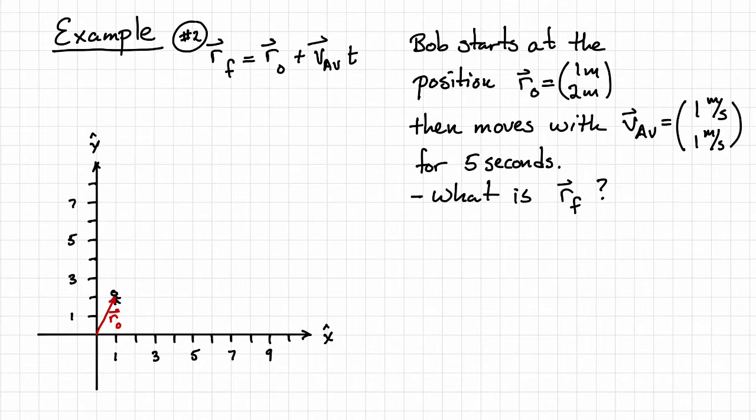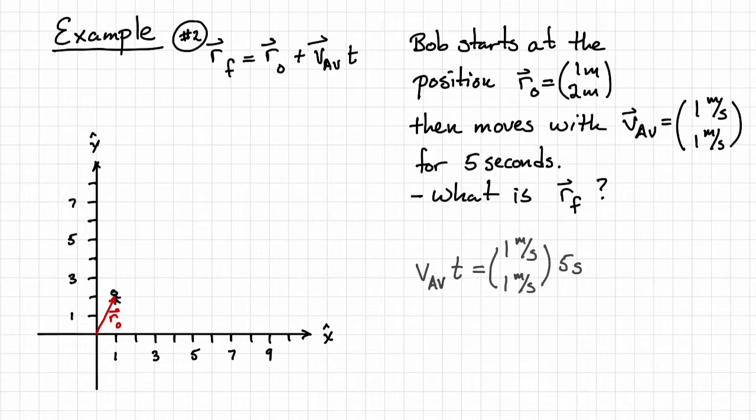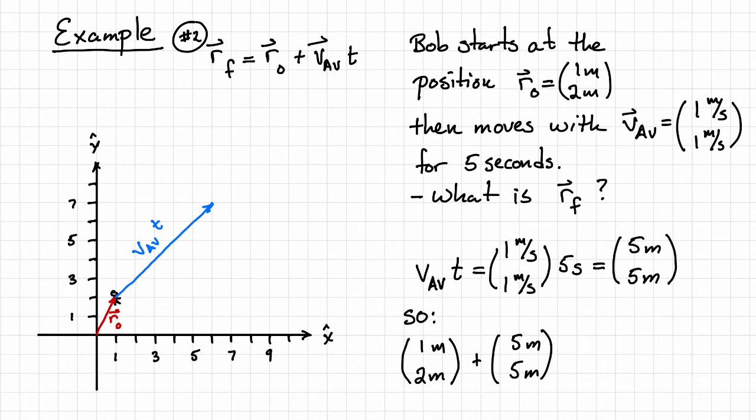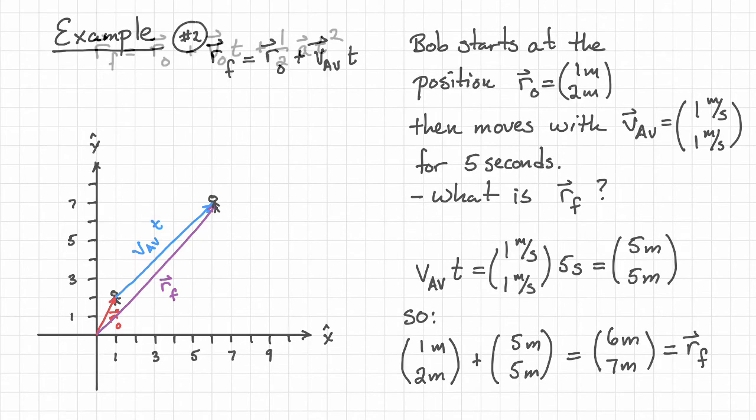So here's Bob at his starting position. To find out the change in his position, we have to multiply the average velocity by the time it takes for him to move. Multiplying a vector by a scalar is easy. You just multiply each component by the scalar. So the average velocity times the time is 5 meters in the x direction and 5 meters in the y direction. You can add those two vectors together and come up with the final position for Bob, which is 6 in the x direction and 7 in the y direction.